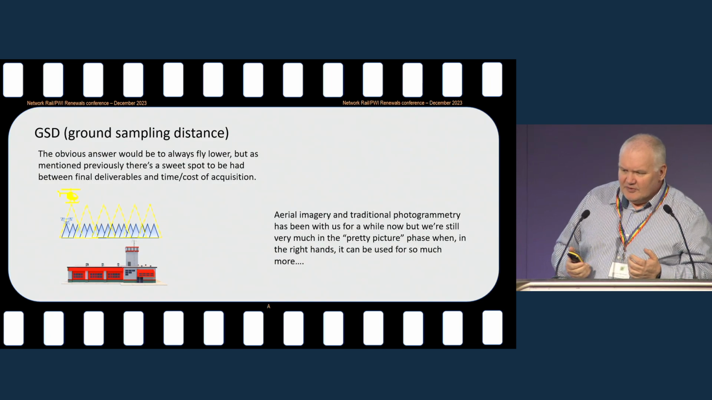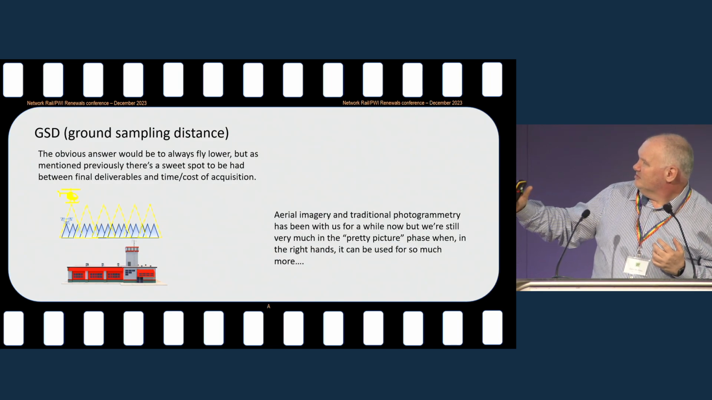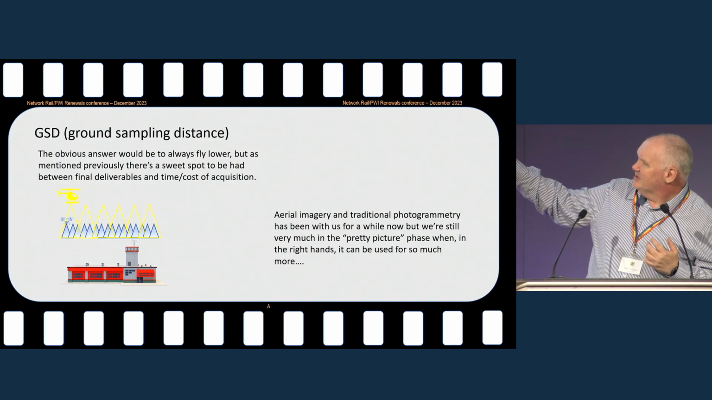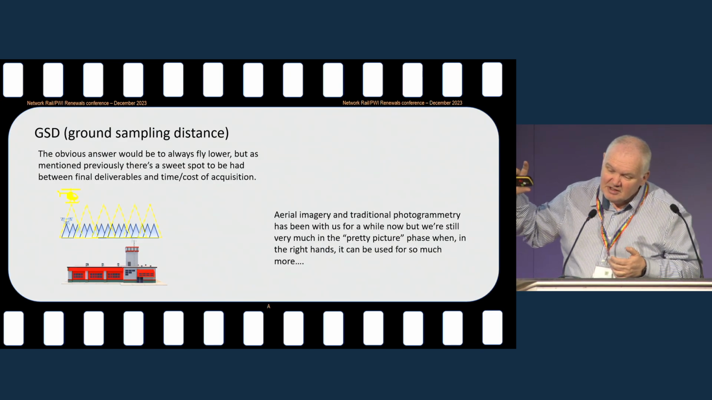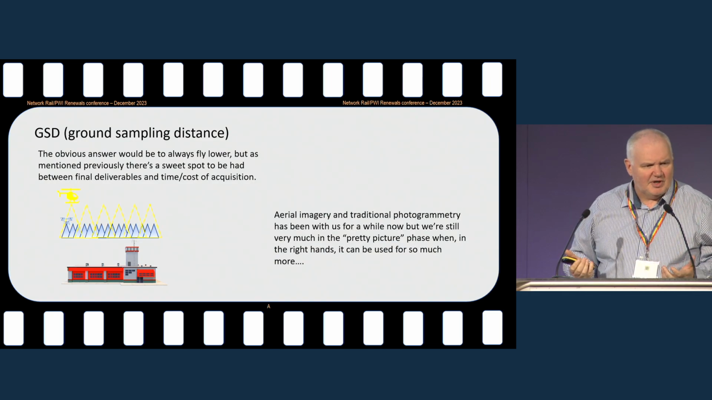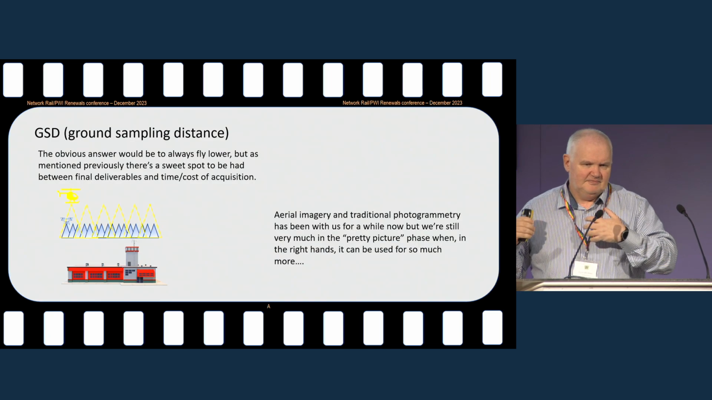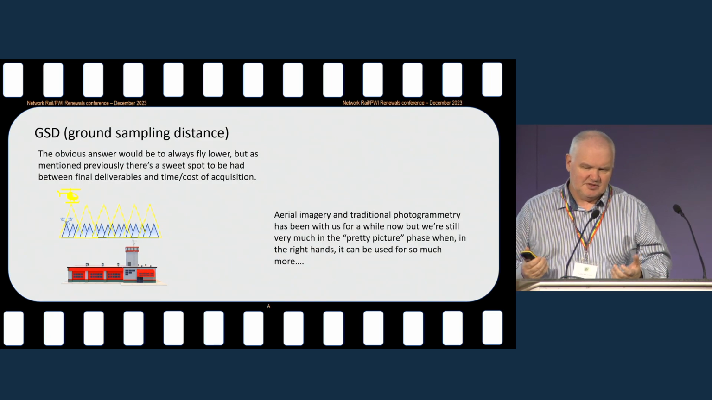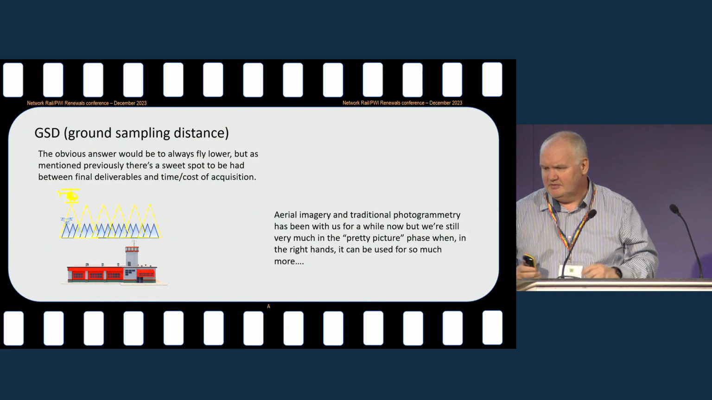Just finishing off on ground sampling distance, you can see there we've got a little drone and how many images that takes to cover, I think that's a fire station, versus a helicopter. It does come down to cost and balance. You can have high detail, fly lower, bigger sensors, or you can fly higher, less detail, quicker to capture, and so on and so forth.